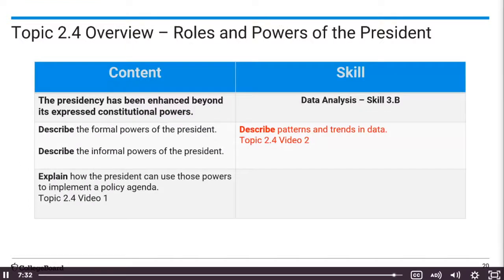So we're back where we started with the skill 3B, describe patterns and trends in data.